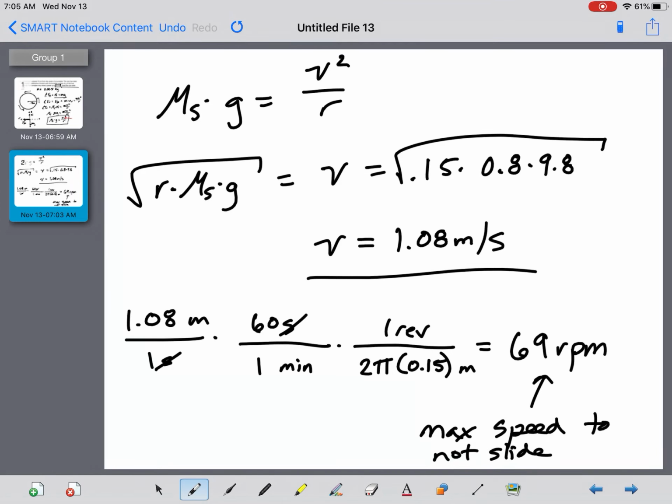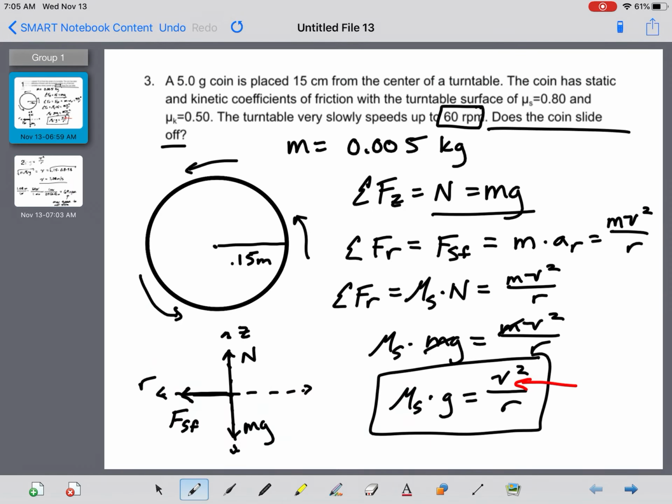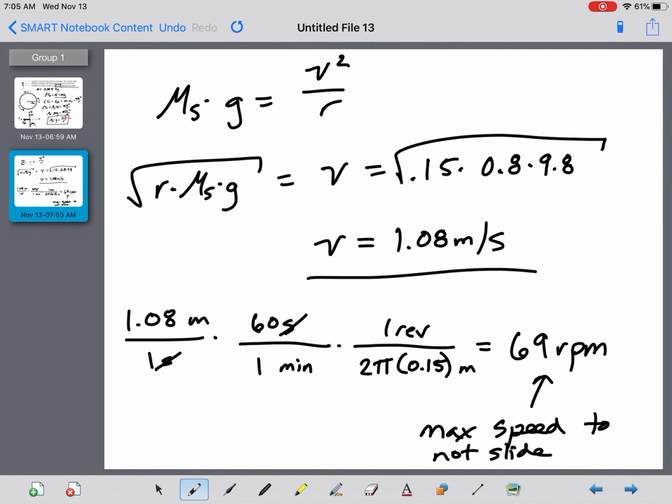So let's compare that to what we were given. We were given 60 RPMs. It's saying 69 is the max, so we are under that threshold, so we will not slide off. All right.